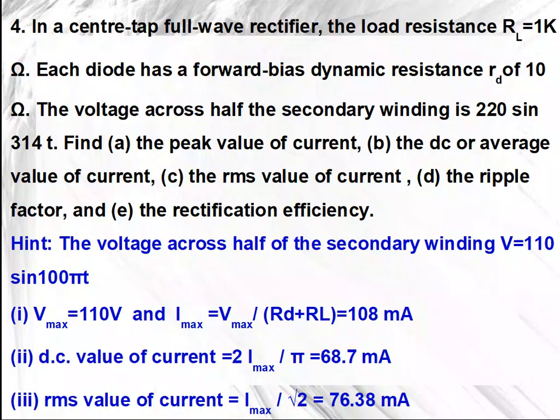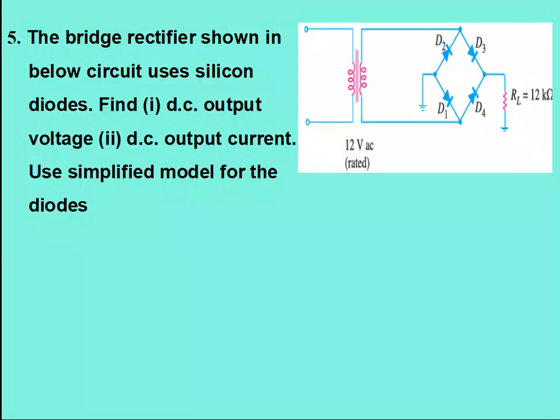So this is things. Now next is that the bridge rectifier shown in the below circuit uses silicon diodes. So if it says the silicon diode, then the cut-in voltage is 0.7 volt, right? Always keep in mind. So here D2, D3, D1, D2, the schematic is given. So what you have to find out, DC output voltage and the DC output current.